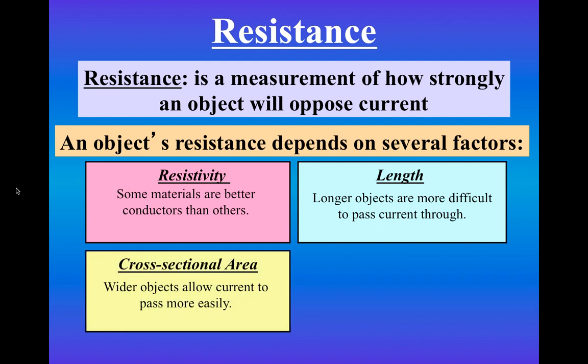Resistance also depends on the cross-sectional area of a wire. Wider objects allow current to pass more easily. Think about being in the hallway and having a lot of students in the hallway when you want to pass, versus during a class period when you want to use the restroom. It's a lot easier to travel to the restroom during the period than it is during the bell.